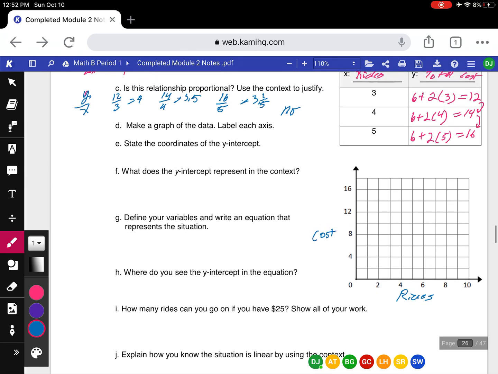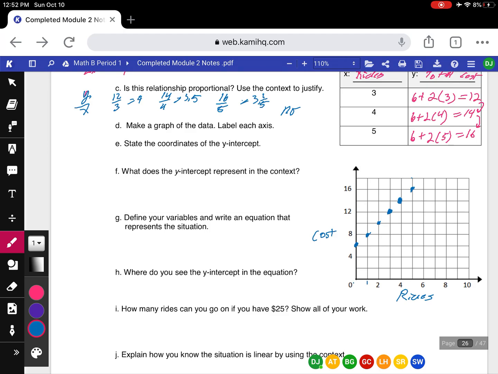And I know just to get into the park, it cost me $6. And then when I plug some of these values in, 3 rides cost 12. 4 rides cost 14. And 5 rides cost 16. And you can see that we can fill in the other values.